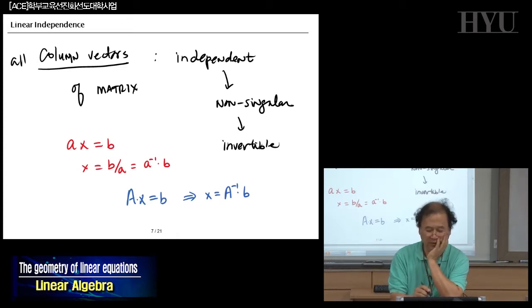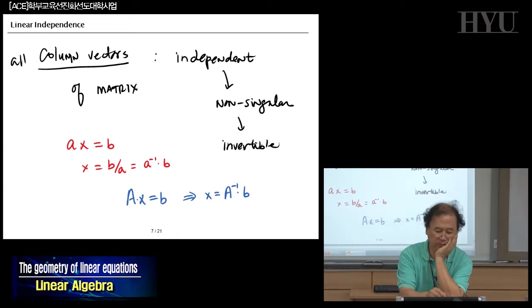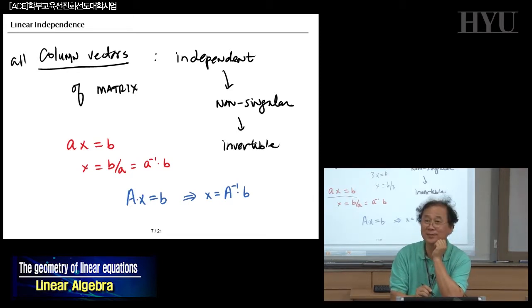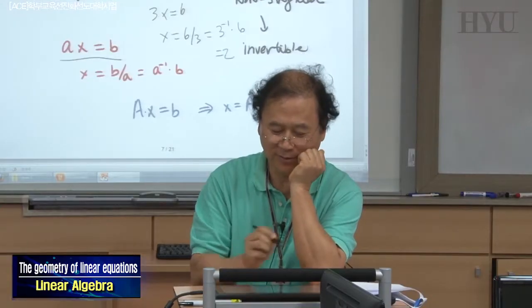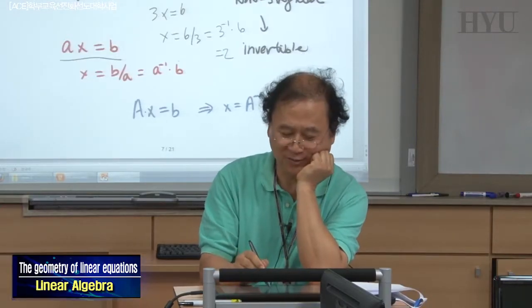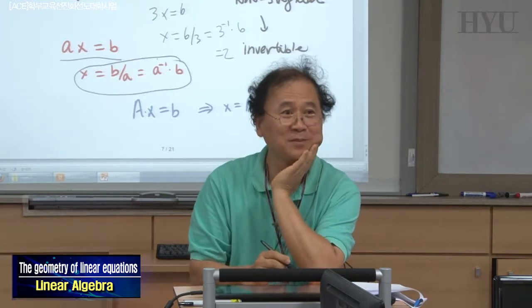For example, Ax = b, where this is a scalar, right? Let's say 3x equals 6. You know how to solve them, right? x is 6 divided by 3. Or you can say this is more or less 3 inverse times 6, which is 2, right? When you use notation, this is the way, right?